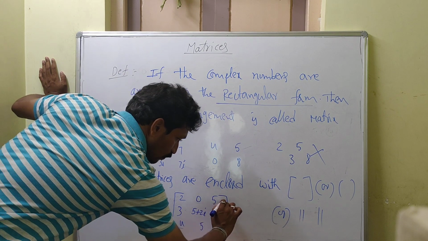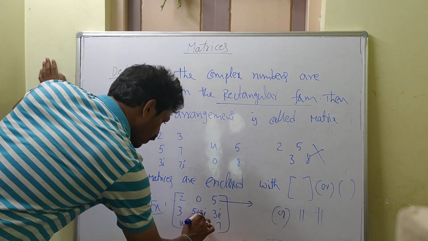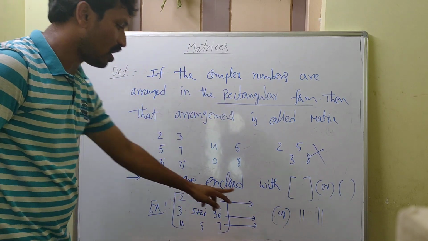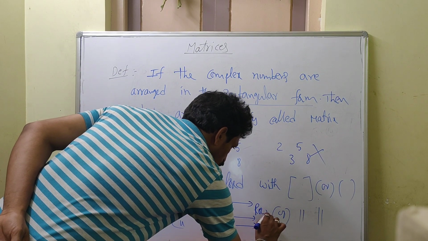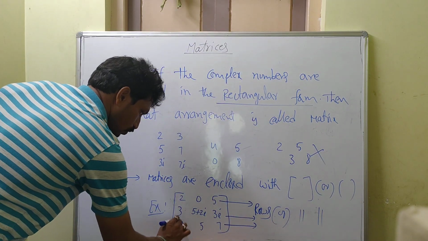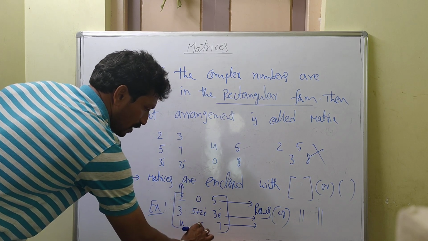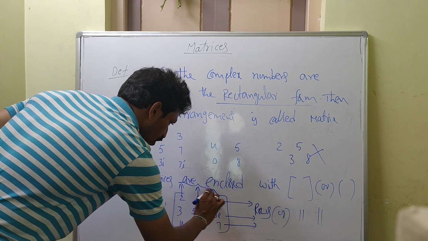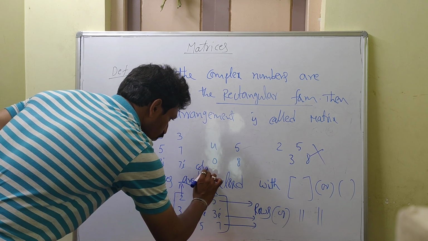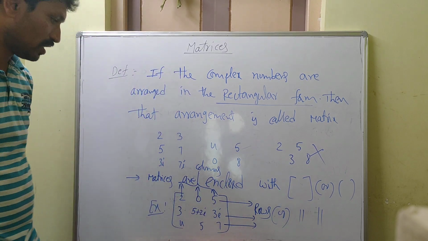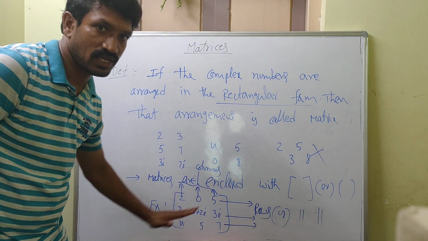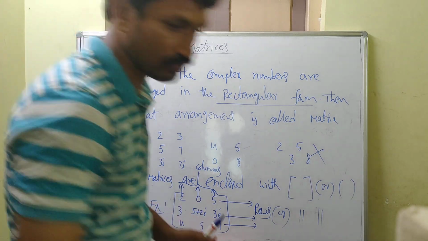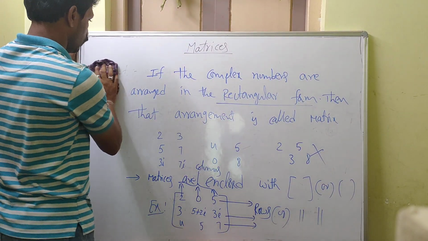Like this, 2 0 5, 3 5 plus 2i 3, 4 5 7. These are called rows. Similarly, 2 3 4, 0 5 plus 2i 5, 5 3 i 7. These are called columns. So, like this, horizontals are rows, verticals are columns. Just to write as a note.